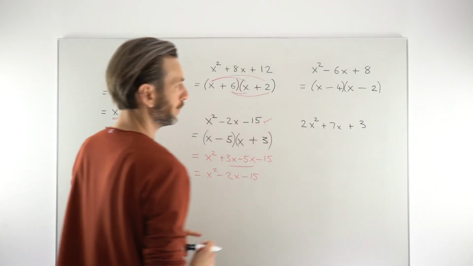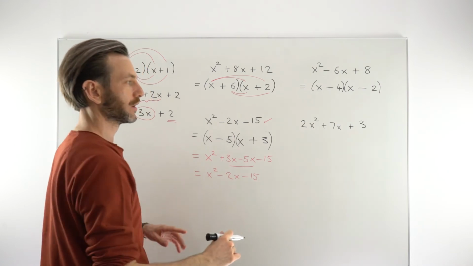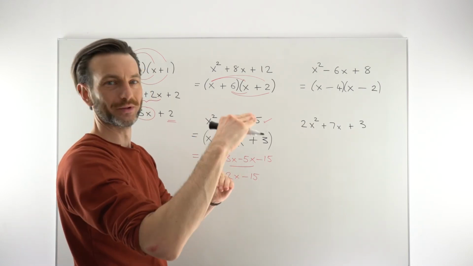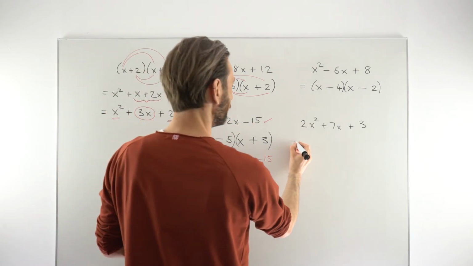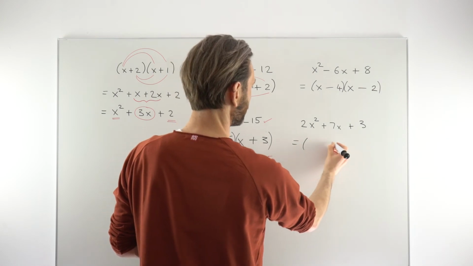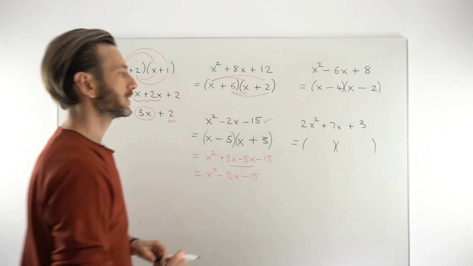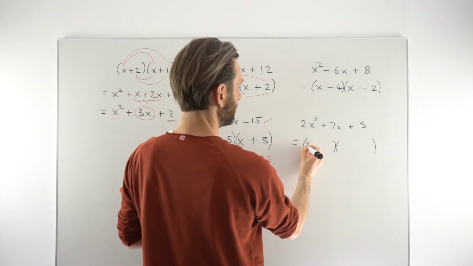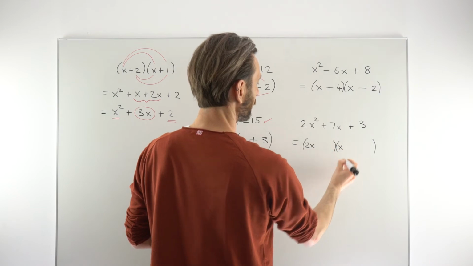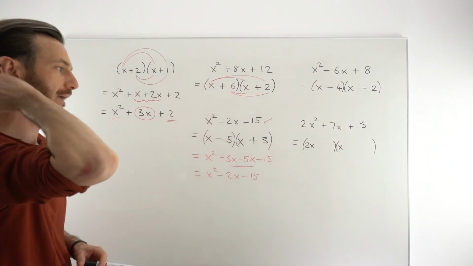This is the most difficult one. When you've got a number in front of the x squared, it raises the bar up to a new level of difficulty. So it's a fairly similar process, but it requires a bit more thought to get the numbers correct. So to make a 2x squared, we would need a 2x and an x. So you can start by putting that into your bracket.